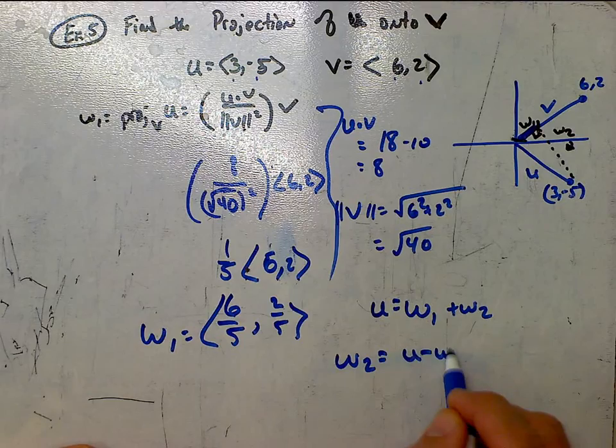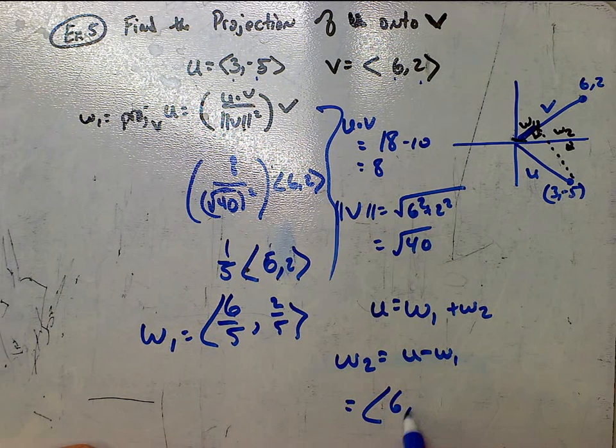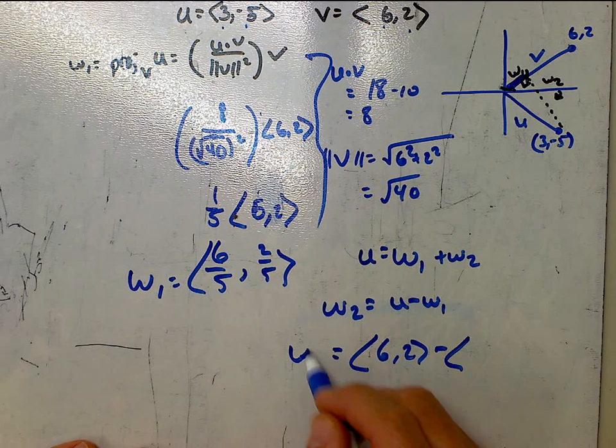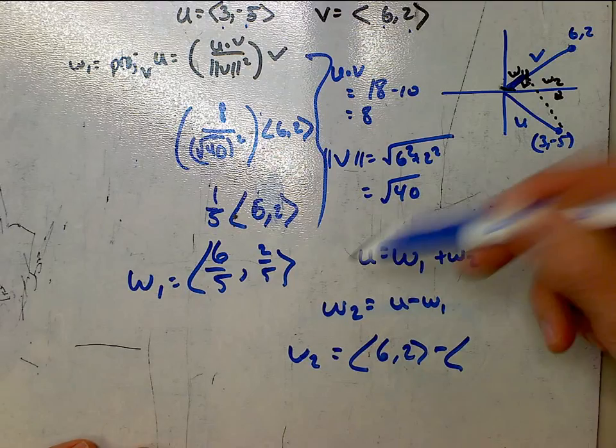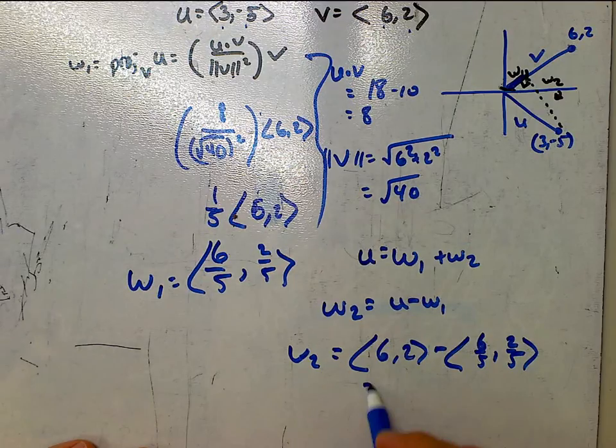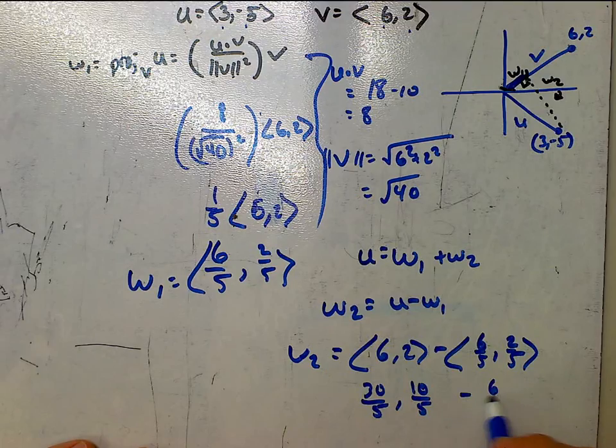Alright, so w2 is going to be equal to u, 6 comma 2, minus the 6/5, 2/5. Common denominator says this is 30/5, this is 10/5, minus 6/5, 2/5. 30 minus 6 is 24/5. 10 minus 2 is 8/5.